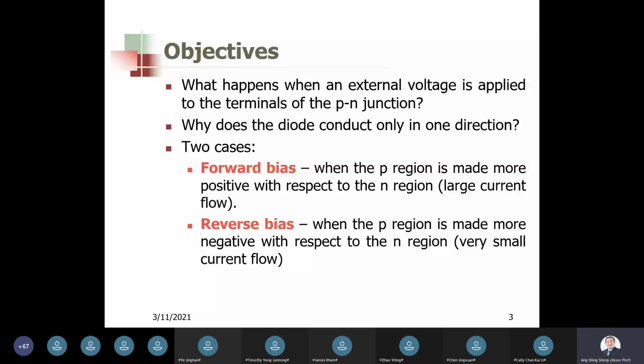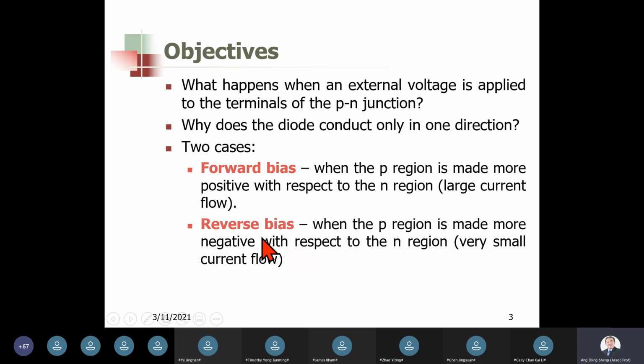So there are two ways by which we can apply external voltage. In one way, we connect the positive terminal of the battery or the voltage supply to the P side or the anode side, and the negative terminal of the battery to the N side or the cathode side. If we do that, then we say we are forward biasing the PN junction. And in this case, a large current can flow.